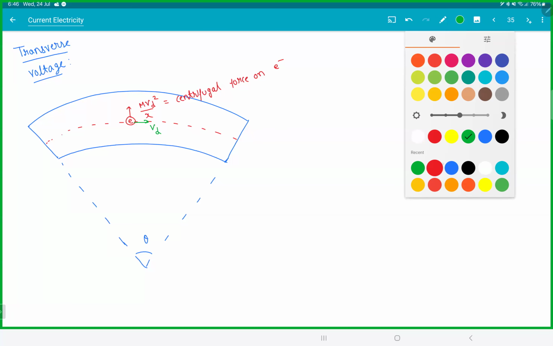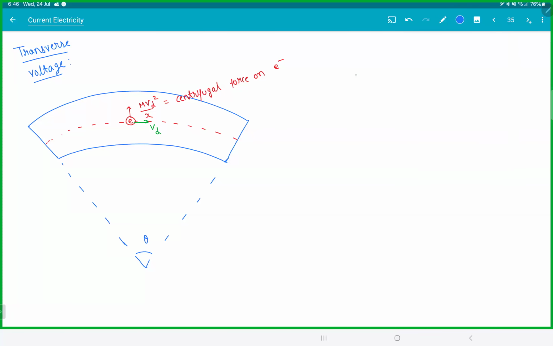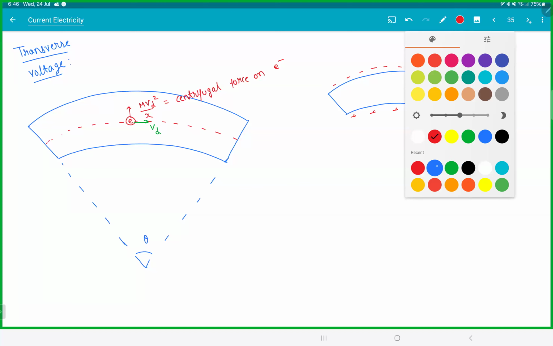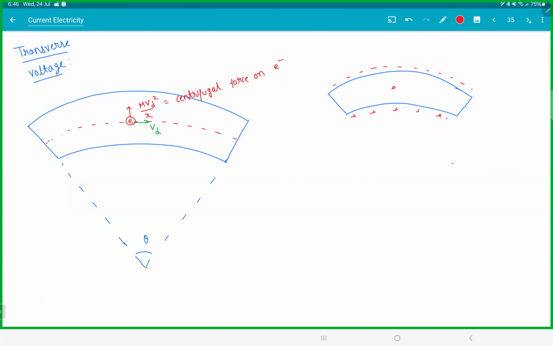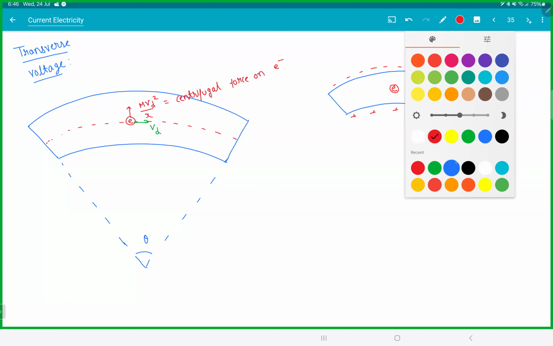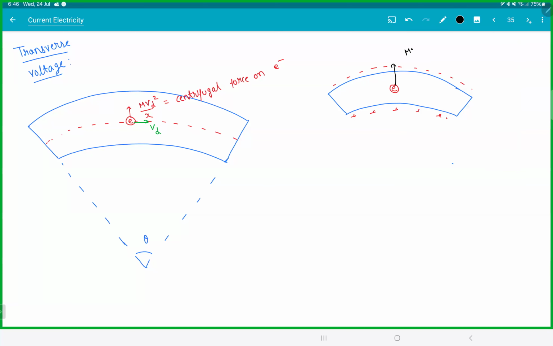Now, what will happen because of this? The charges will start getting induced. Meaning the outermost surface will start becoming negative charge, and the inside will become positive charge. And on this electron, we will now have two forces. One is your centrifugal force, which is m v drift square by x. And the other is the electric force E into e. This E is your induced electric field.